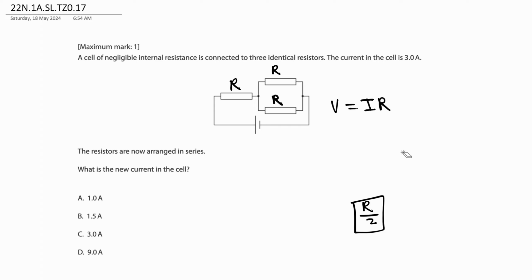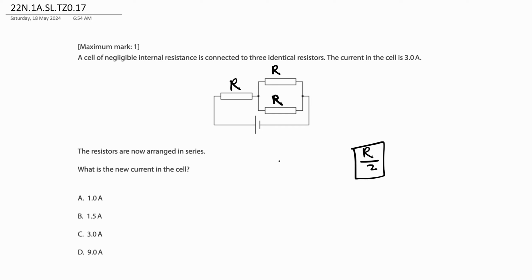So I'll delete all this and bring this closer. R over 2 is for the parallel. Now we know that the total resistance, R total, will be the resistance of this parallel, which is R over 2, plus just R, the summation of the resistances, which I get finally is 3R over 2. 3R over 2 is the total resistance in this circuit.